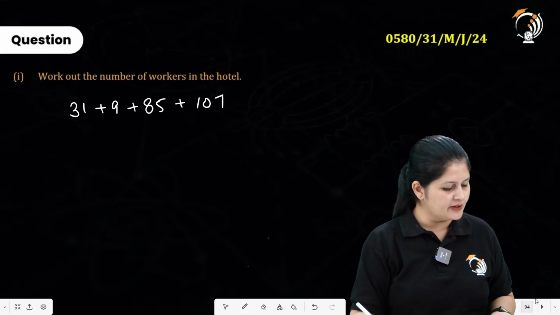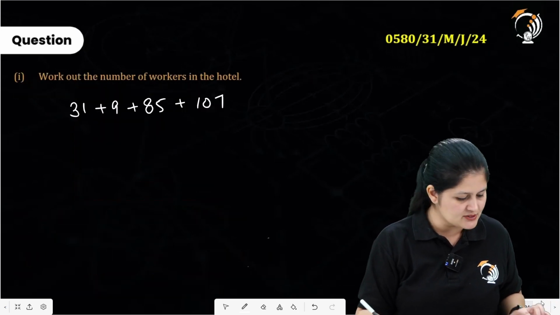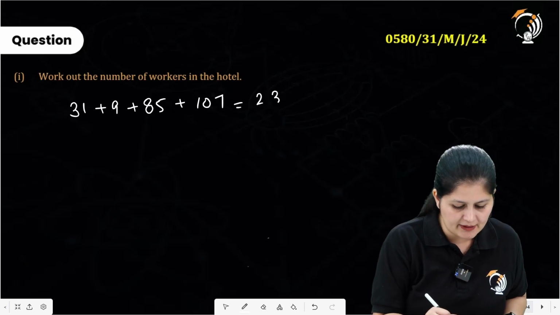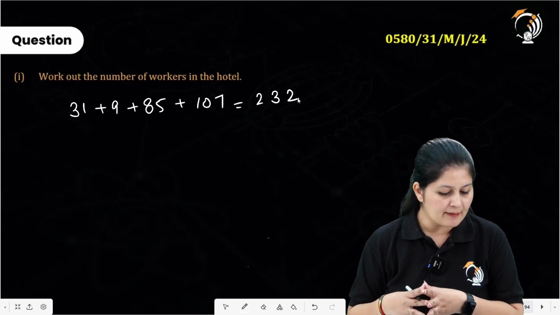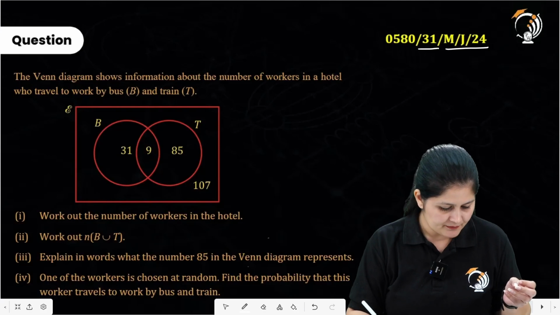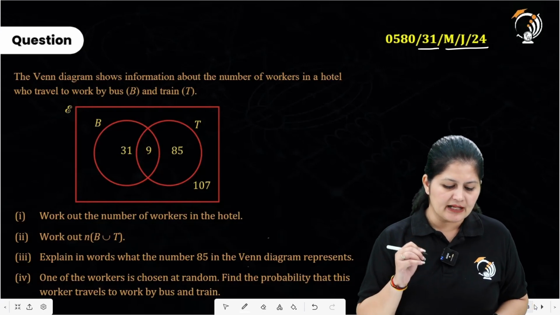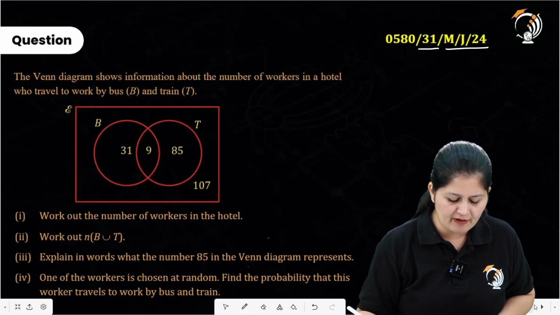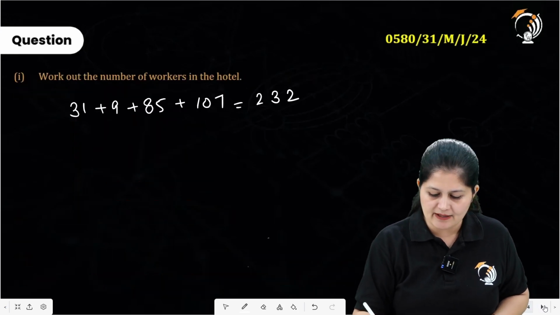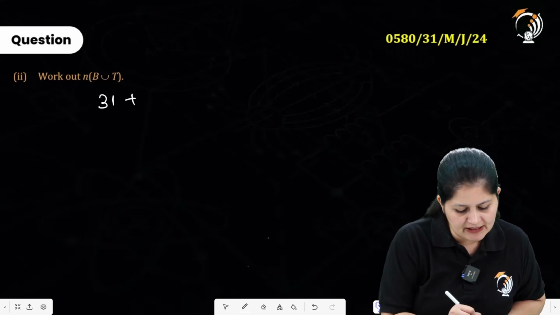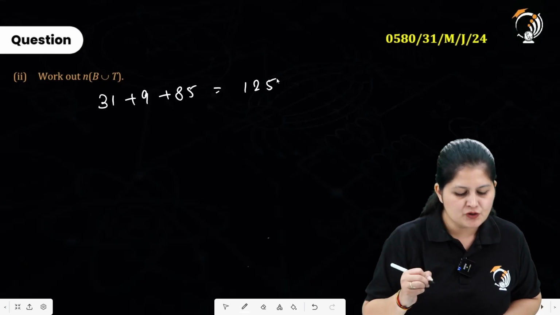Let's use the calculator in order to get this value. What are we getting here? 31 plus 9 plus 85 plus 107. We are getting it as 232. So this is the number of workers who work in a hotel. That is what it was given. Further, we need to find out the number of elements in B union T. B union T is going to give you these three numbers, which is 31 plus 9 plus 85. So that is going to be equal to 125.